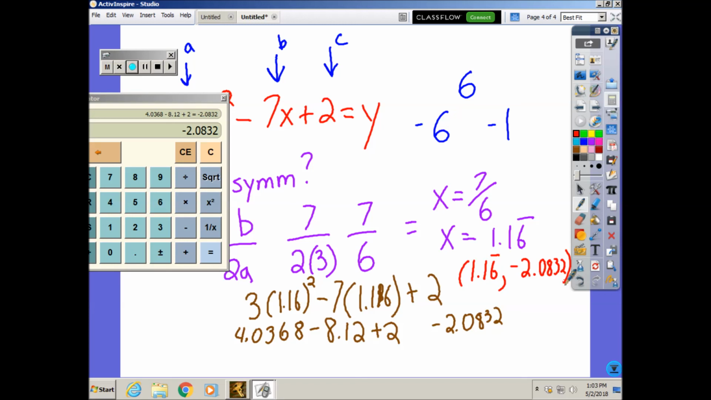So I want you on Edpuzzle to answer what you did wrong in terms of what you had for the vertex versus what it should have been. I want you to go through and say you didn't know how to do it, you plugged it in wrong, you put it into the calculator wrong, whatever it is. And hopefully this is helping.